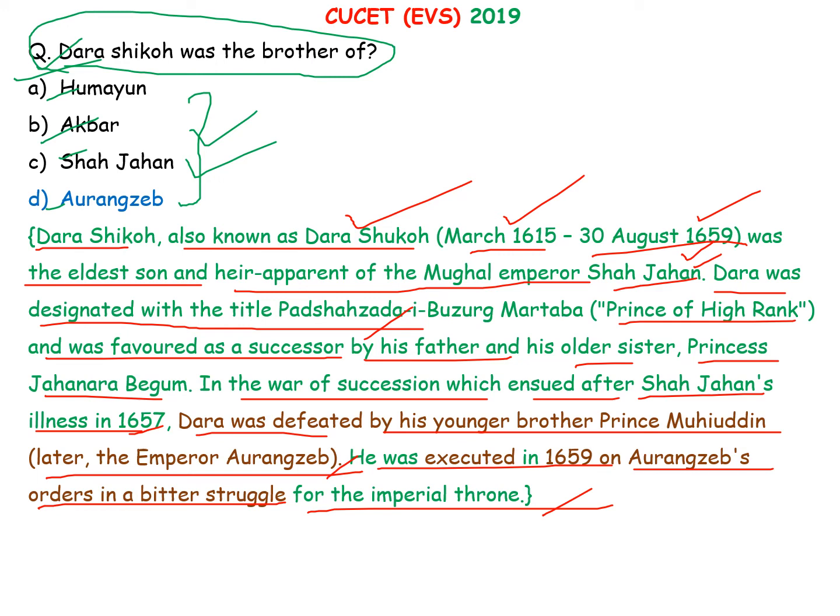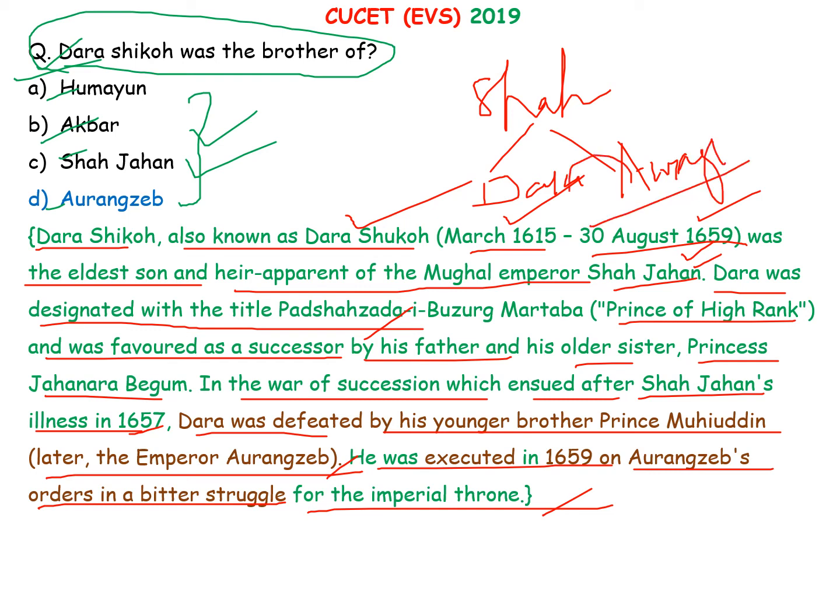So here we know that there is Shah Jahan, and he has two sons. One is Dara and one is Aurangzeb. Both of them fight and Aurangzeb wins. So the brother will be Aurangzeb. This is the right answer. Aurangzeb is the right answer.